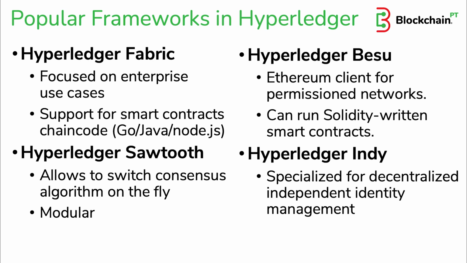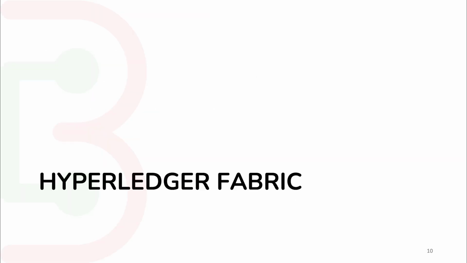Hyperledger Indy. Hyperledger Indy is a distributed ledger designed for decentralized identity. It is used for building identity solutions focused on user privacy, security, and control over personal data. Examples include secure logins and trusted data exchange.